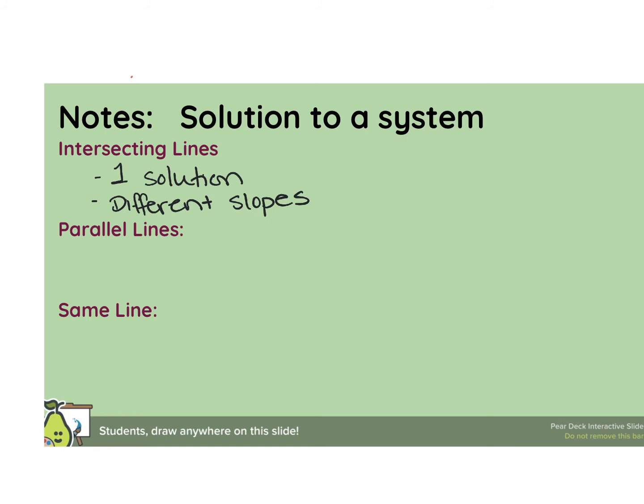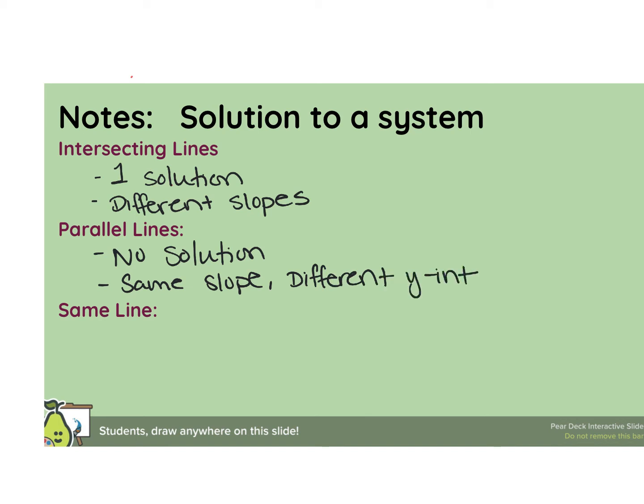Now, if you have parallel lines, remember the solution is where the two lines cross. So parallel lines will have no solution. That's if you're looking at the graph. But if you're looking at the equation, they're going to have the same slope, but they're going to have different y-intercepts. So that's how you know lines are parallel and they won't have a solution, because the slopes are the same, but the y-intercepts are different.